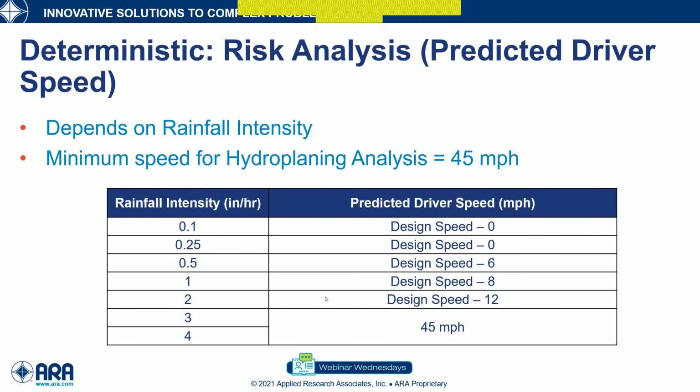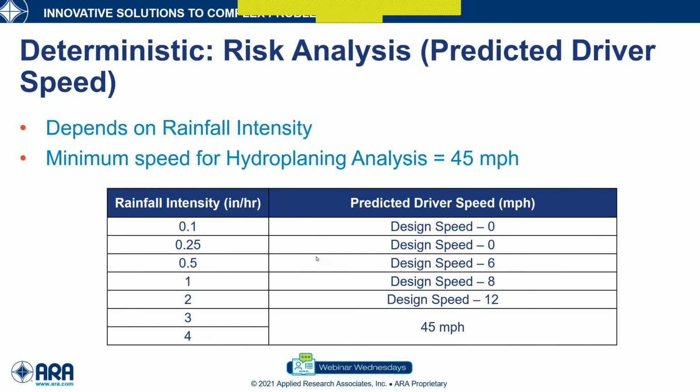Because the risk analysis is primarily conducted for high-speed facilities, it is assumed that the risk is minimal when the vehicle speed drops below 45 miles per hour. So, in other words, if you end up calculating a predicted driver speed of, for example, 38 miles per hour, you just need to remember that the minimum predicted driver speed is going to be set to 45 miles per hour.